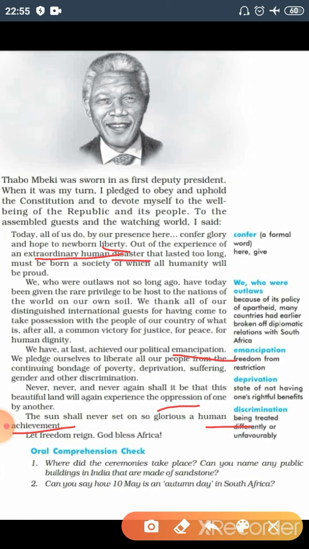Students, here pledge means give a solemn promise. Liberty here means they are free from white rule. Extraordinary human disaster means what? The oppression by the whites on the blacks. And emancipation means freedom. And oppression means prolonged, cruel, unjust treatment. Why is he saying that? Because whites oppressed the blacks for almost 300 years. Human achievement here means freedom from whites.